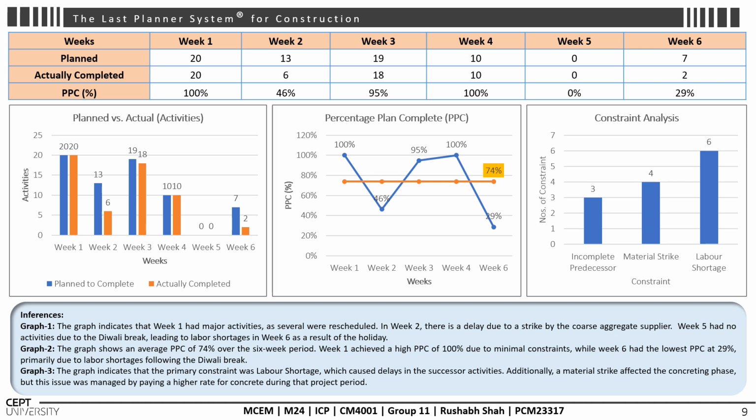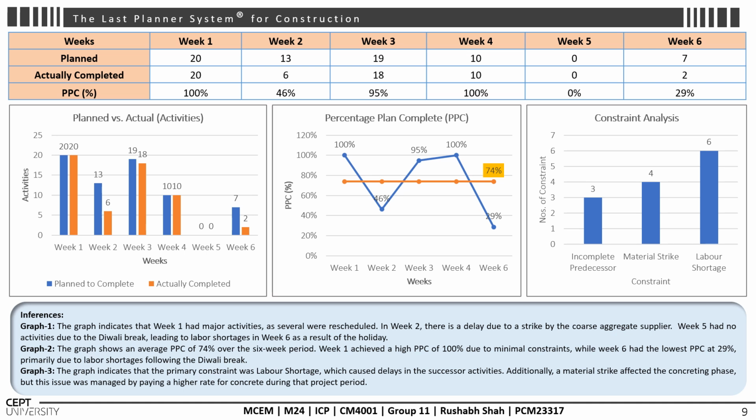Coming to the graphs, the first graph indicates that week 1 had major activities, as several were rescheduled in week 2. There was a delay due to a strike by the coarse aggregate supplier. Week 5 had no activities due to the Diwali break, leading to a labor shortage in week 6 as a result of the holiday. The graph shows an average PPC of 74% over the 6-week period.